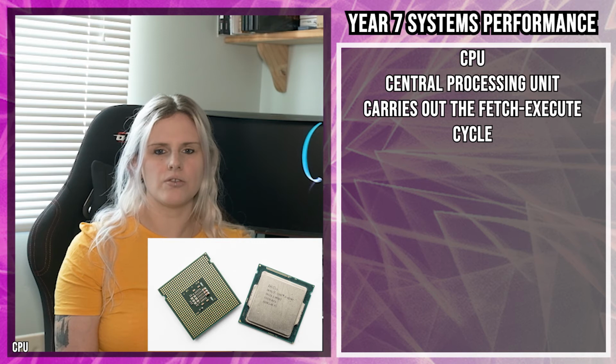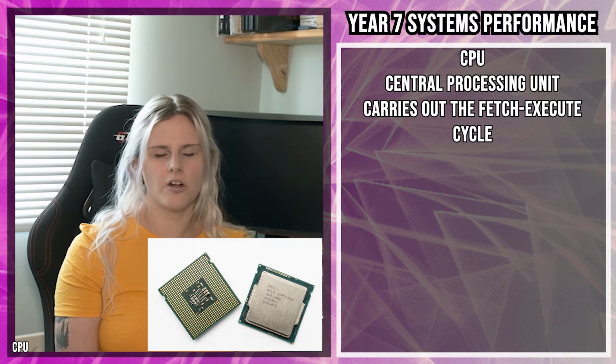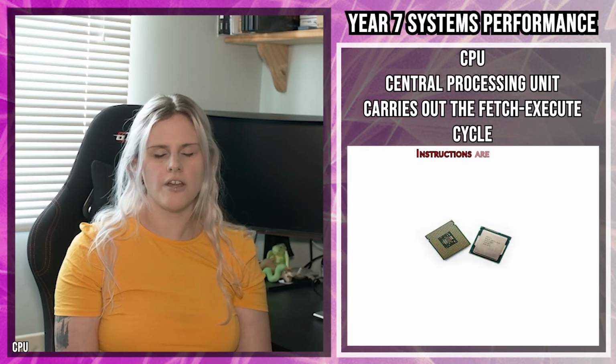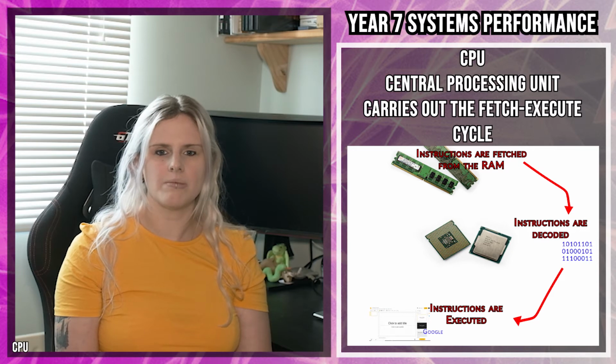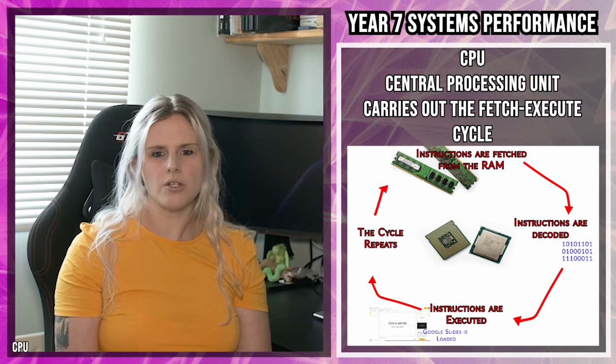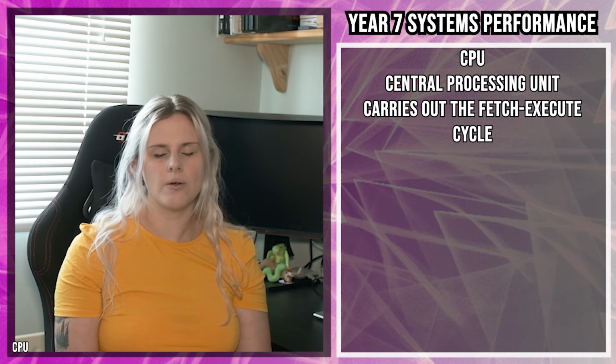CPU stands for Central Processing Unit. The CPU carries out the fetch-execute cycle. The fetch-execute cycle is made up of 4 key parts. The instructions are fetched from the RAM. The instructions are decoded. This means they're turned into a language that the computer can understand. The instructions are executed. This means carries out, and then the cycle starts again. The performance of your computer also depends on how quickly your CPU can carry out the fetch-execute cycle.